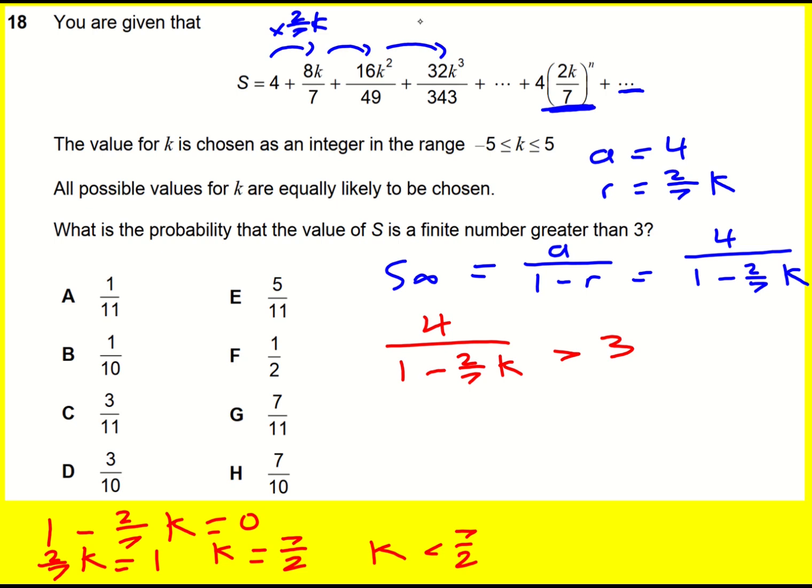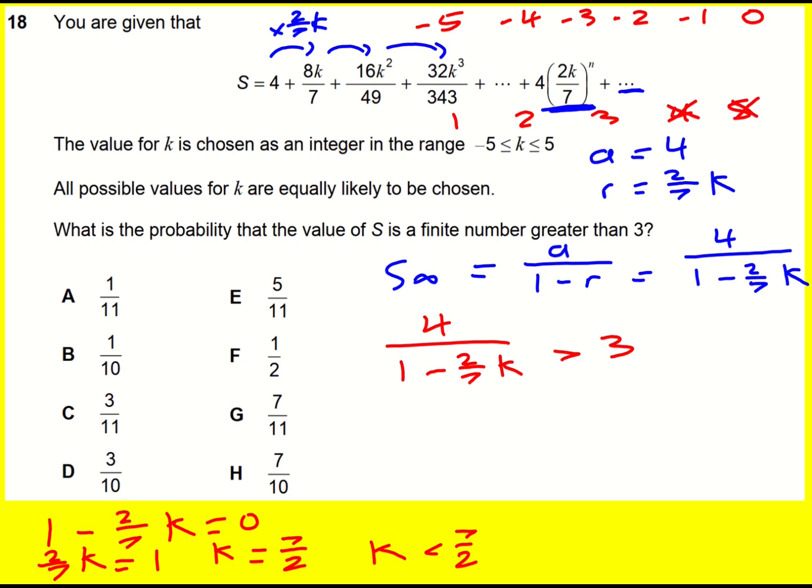If I start writing some of the numbers out, -5 and 1, 2, 3. Well, I can already rule out 5 and 4. They would lead to the denominator being negative.